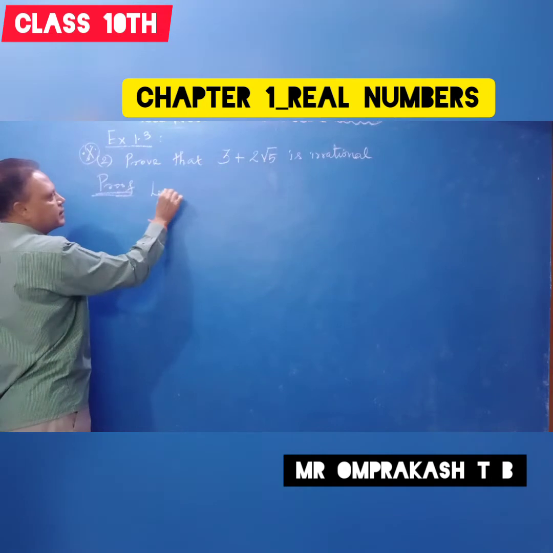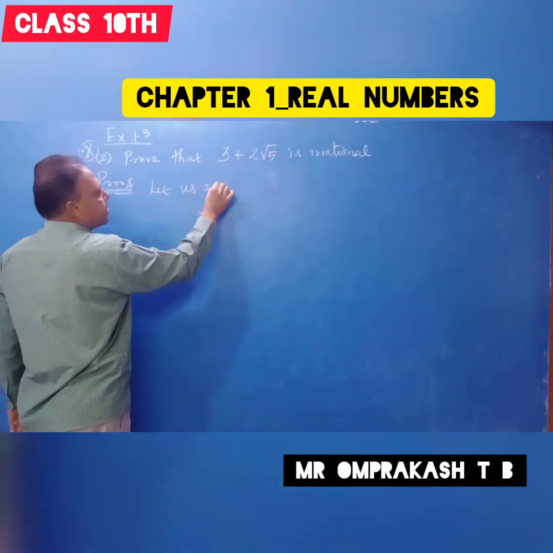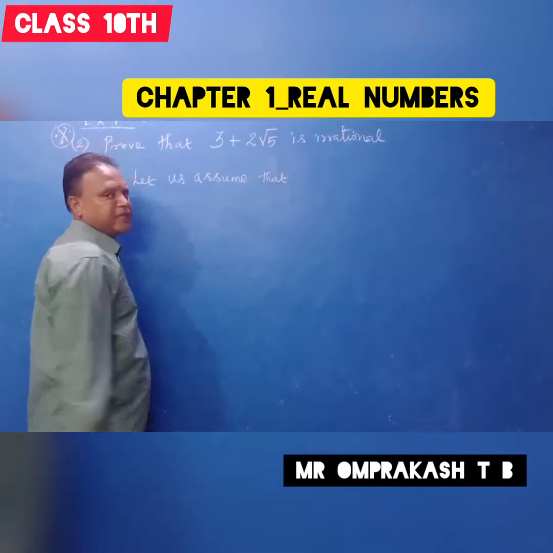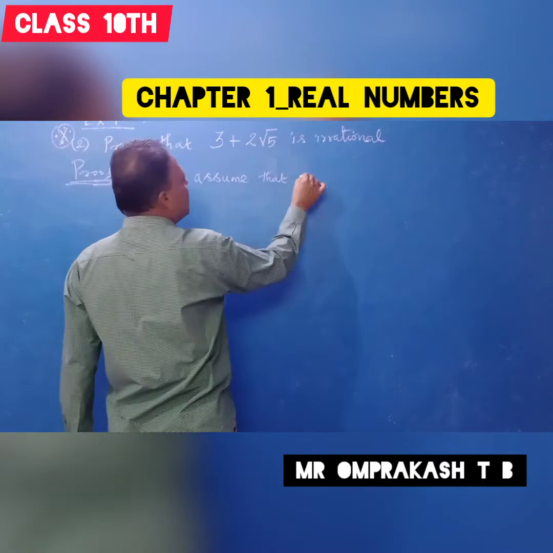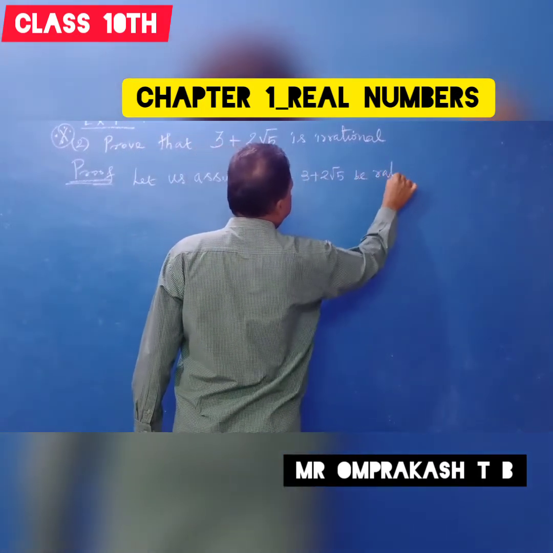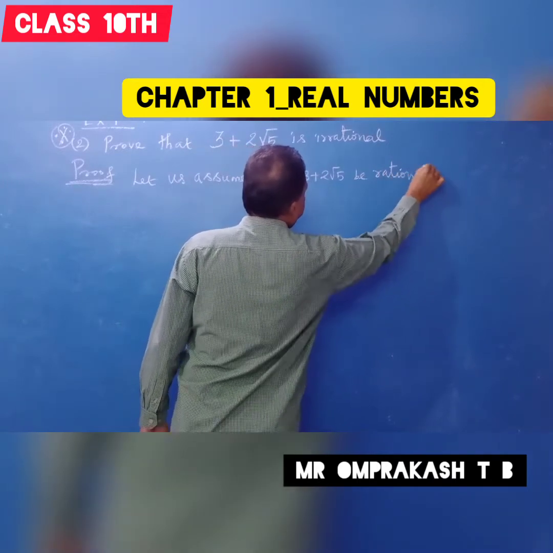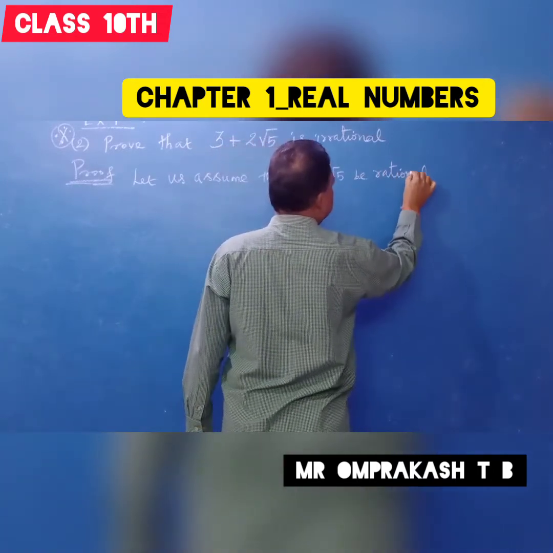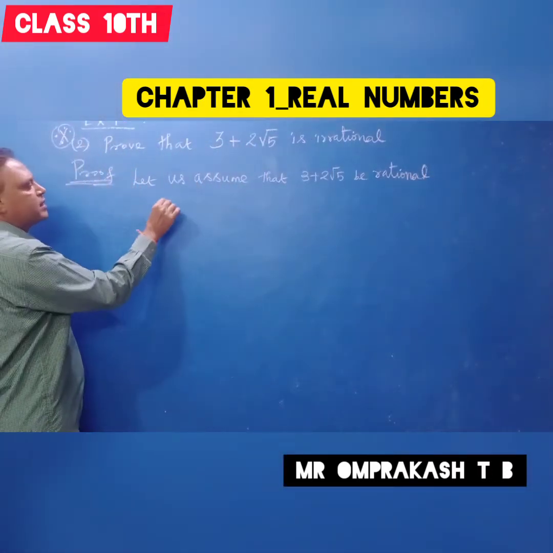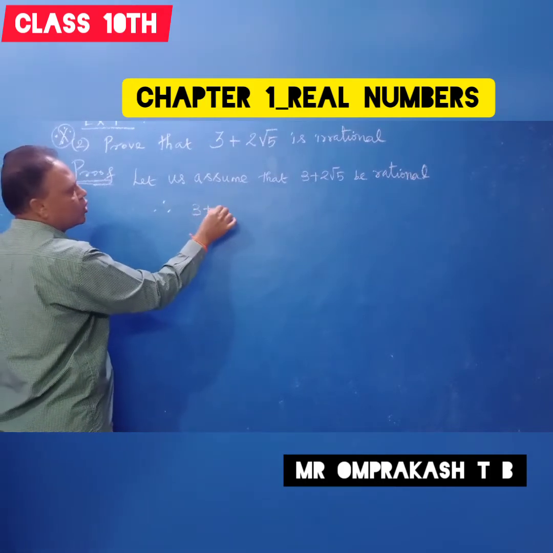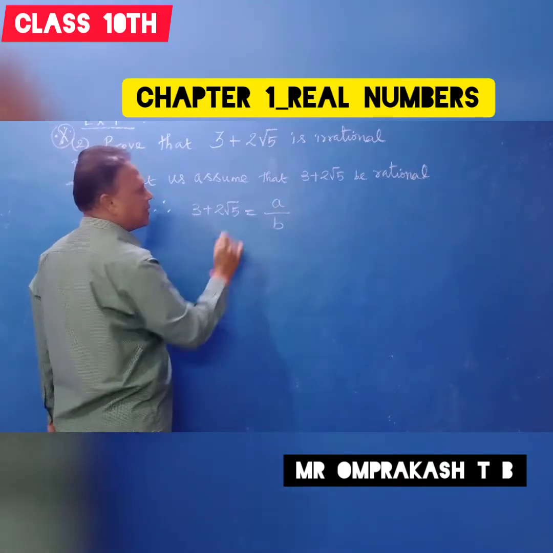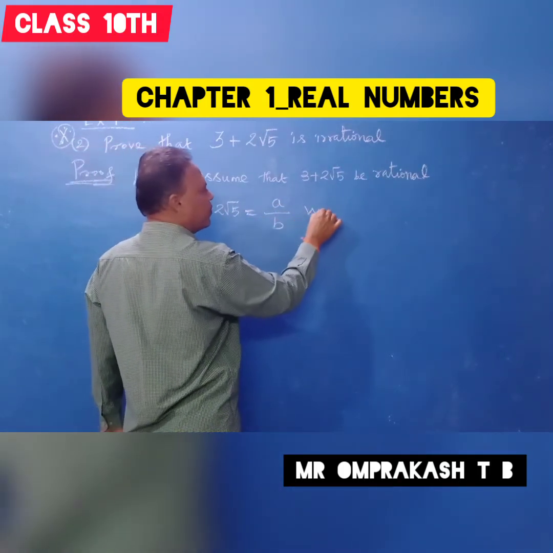Let us assume that, this also you have to do by contradiction method. So, 3 plus 2 root 5 be rational. Therefore, rational number means this can be written as 3 plus 2 root 5 equal to a by b, right? Where a and b are co-prime.